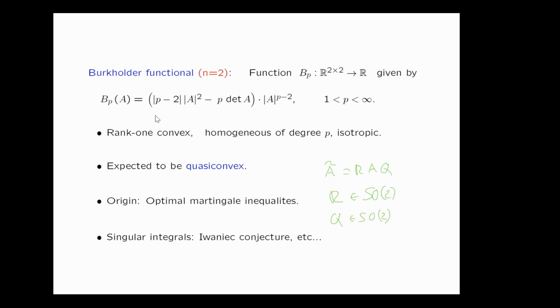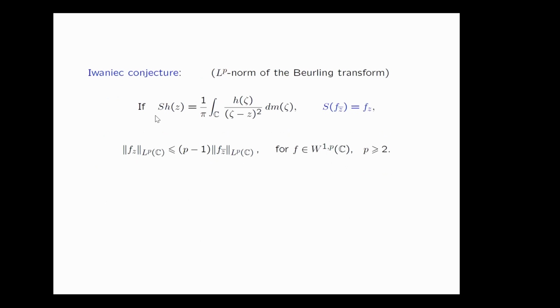and then it appeared again in the quasi-conformal theory, because if you are aware of it, there is the unique singular integral in the world with holomorphic kernel, the Beurling-Ahlfors transform, which has the property that it maps f_z derivatives to f_z bar derivatives. And we would like to know what its p-norm is, and that's the conjecture of Tadeusz Iwaniec.